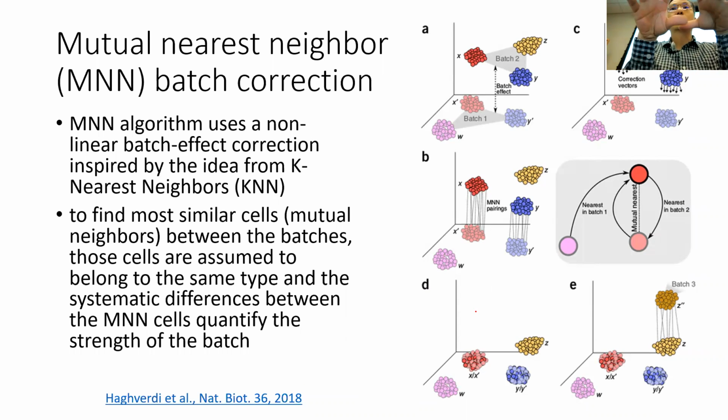But the situation becomes more complex because you have multiple cell types and complex relationships between cell types. So that's why new methodologies came in to deal with this level of complexity. Side by side, there are two papers published in Nature Biotechnology in 2018. The first methodology is called mutual nearest neighbor batch correction.